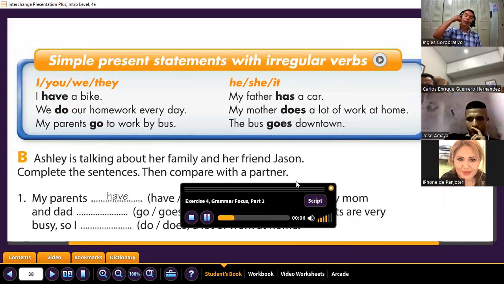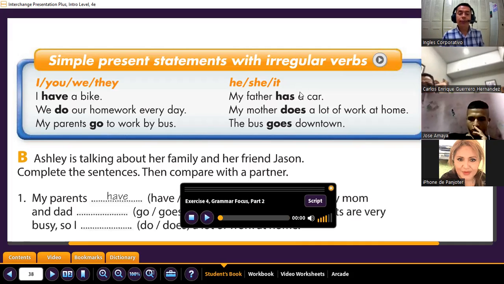Page 38, exercise 4, grammar focus. Simple present statements with irregular verbs. I, you, we, they. He, she, it. I have a bike. My father has a car. We do our homework every day. My mother does a lot of work at home. My parents go to work by bus. The bus goes downtown.